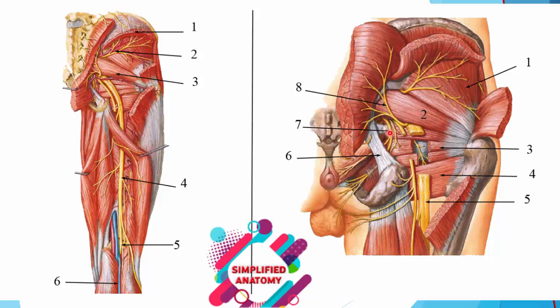This nerve goes again to the perineum. Number 7 is called pudendal nerve. This nerve is the nerve to obturator internus. This nerve goes to quadratus femoris, nerve to quadratus femoris, and lastly this nerve is the posterior cutaneous nerve of the thigh. This diagram also shows the back of the thigh.